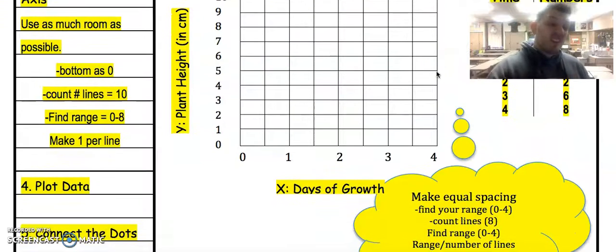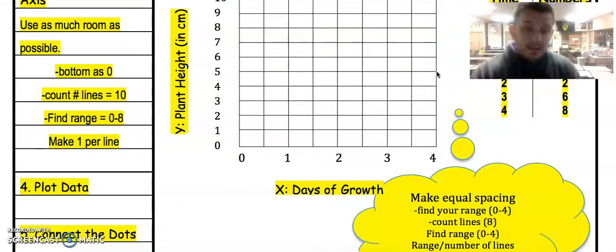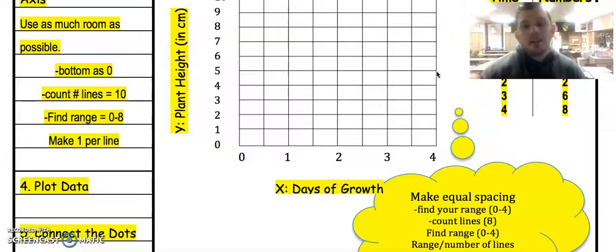The 5th final step in making a proper line graph, connect the dots. Connect them as neat as you can, freehand. If you want to use a ruler, that's fine too. But that way we can see the trend line, okay?